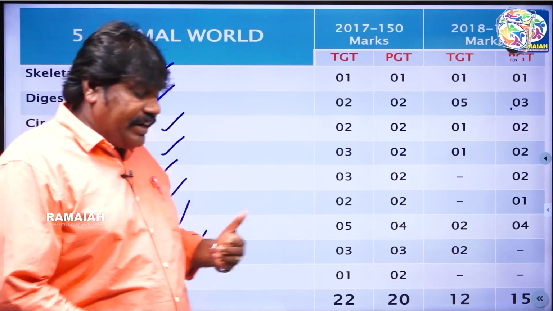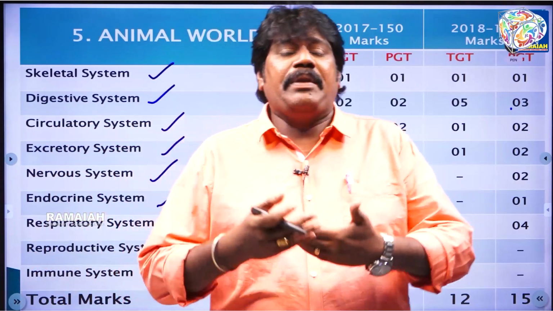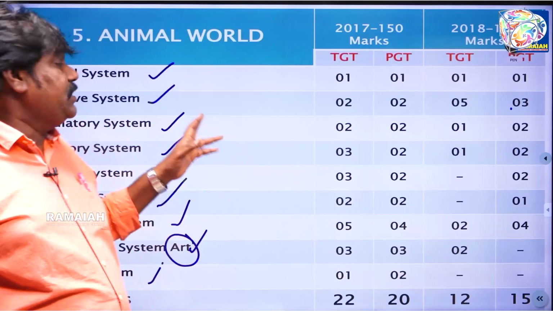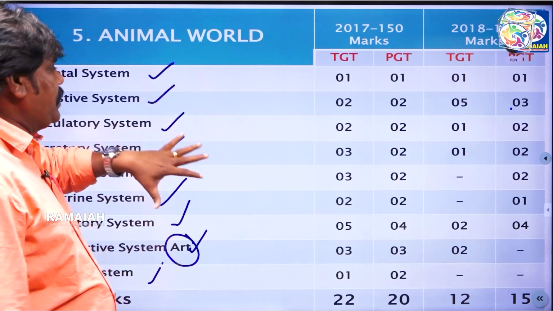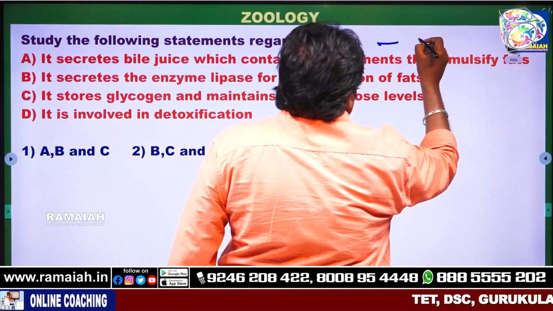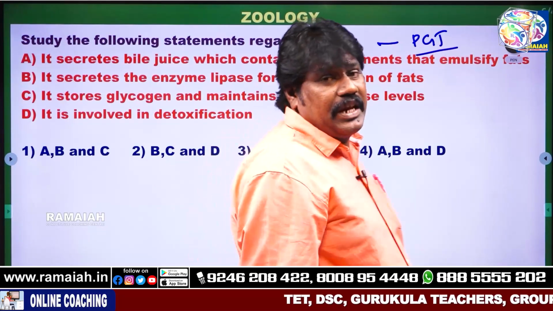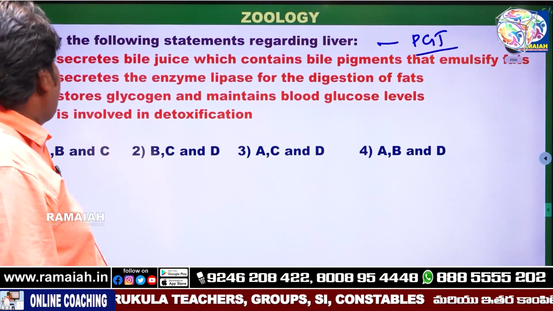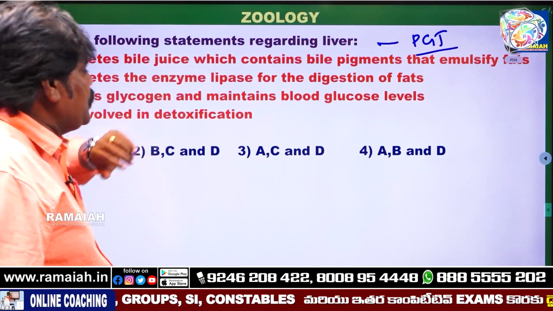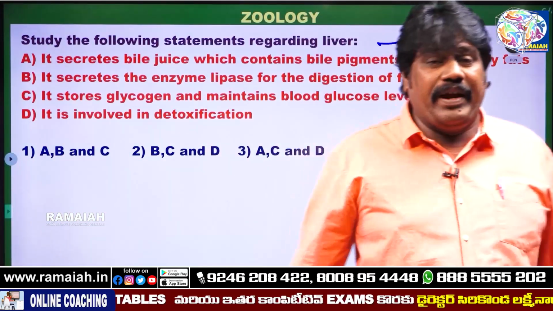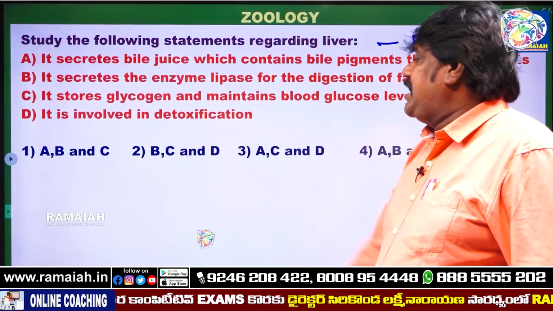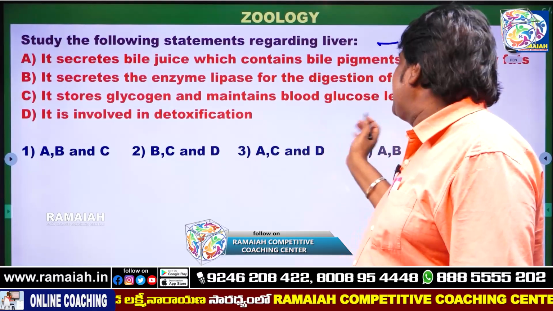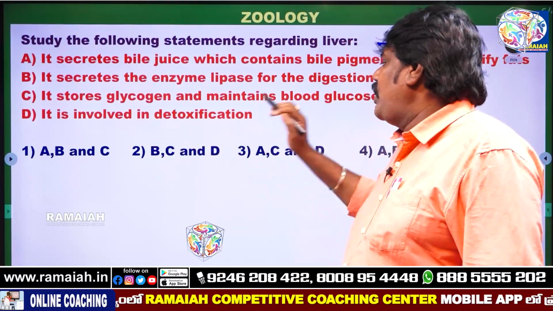So, what type of questions are asked in the previous exams? We will see what type of questions were asked in this unit. First one is from the last PGT examination. Study the following statements regarding liver. It secretes bile juice which contains bile pigments that emulsify fats. Second, it secretes the enzyme lipase for the digestion of fats. Third, it stores glycogen and maintains blood glucose levels. And finally, it is involved in detoxification.